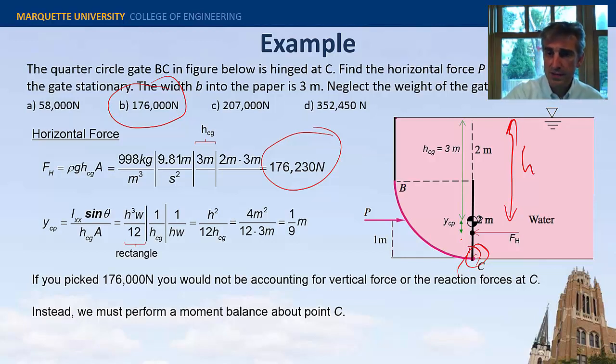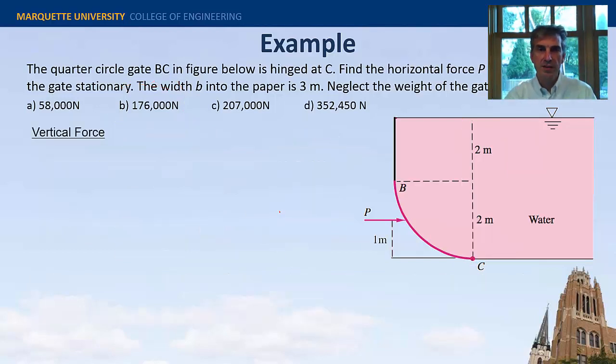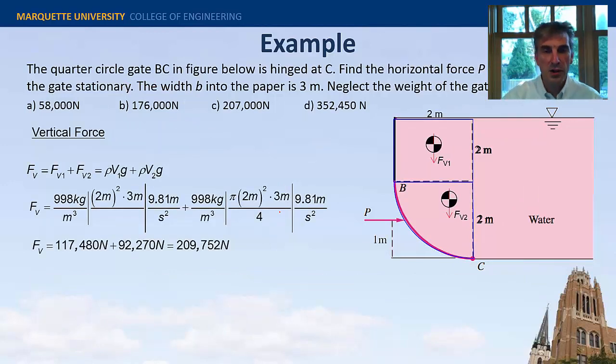Now, to finish up with the horizontal force, we know that we can calculate the YCP, which is that little distance there below the center of gravity, so that we can perform the moment balance. And if I just chug through the math here, I get 1/9 meters. All right, the vertical force is just these two areas, or volumes, I should say, the weight of those two volumes. So it's the density of water times volume 1 and the density of the water times volume 2.